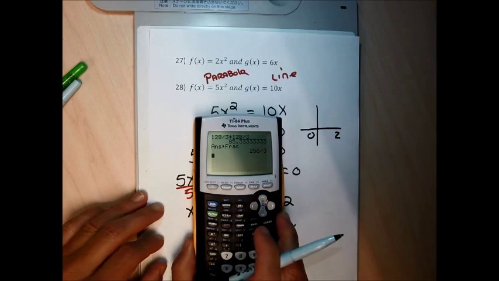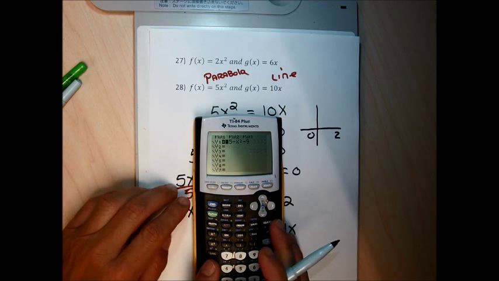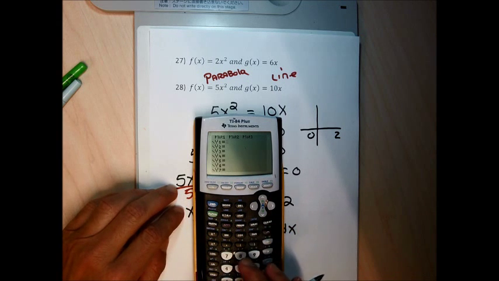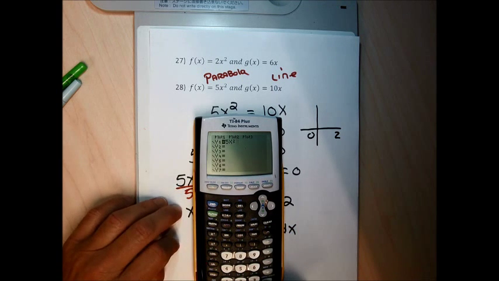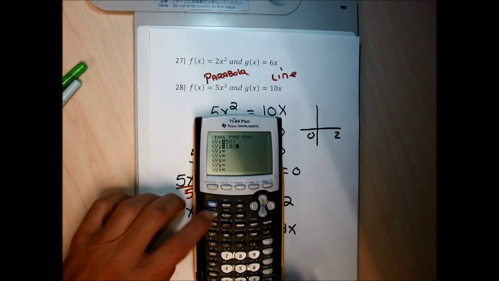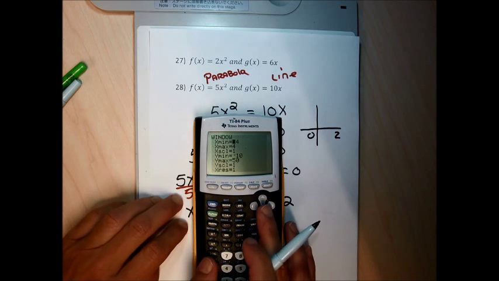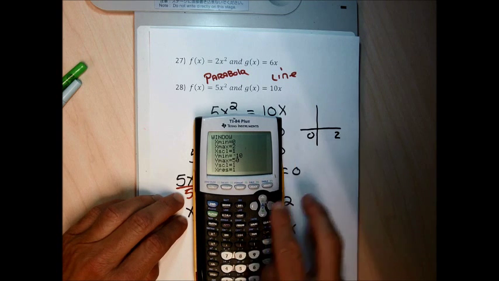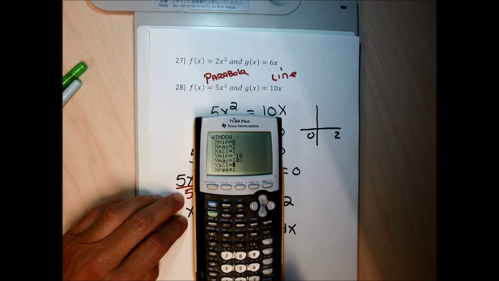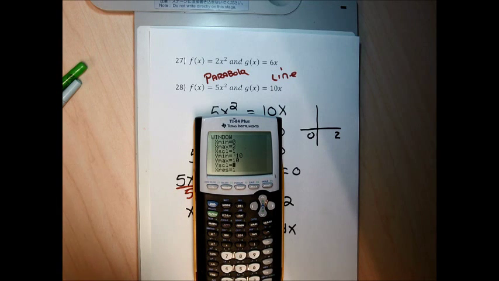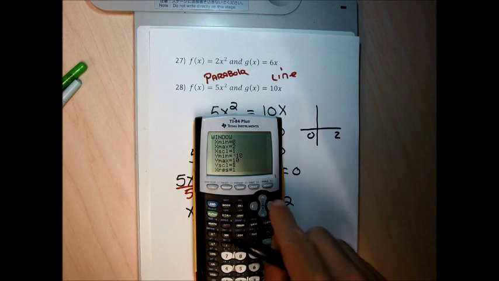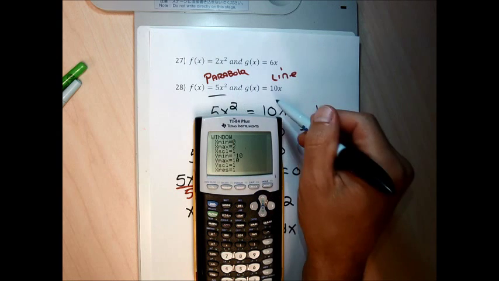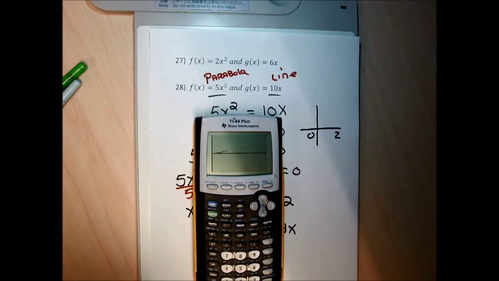I'm going to put my calculator back to a standard window in a second here. So I'm going to enter the 5x squared function in y1, the 10x function in y2, change my x's to go from 0 to 2 because those are the values of x that I'm concerned with. And I'm going to change my y's back to the 10s just because I don't think I need a 50. And now it's first going to graph the parabola because I entered that first, then it's going to graph the line.